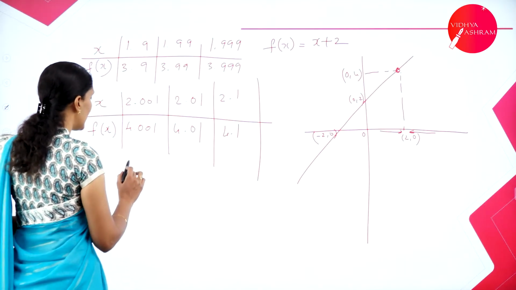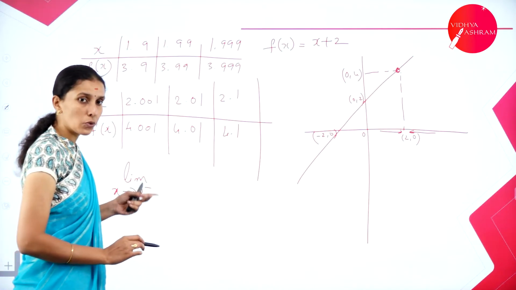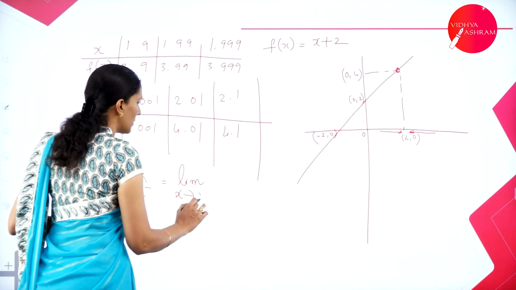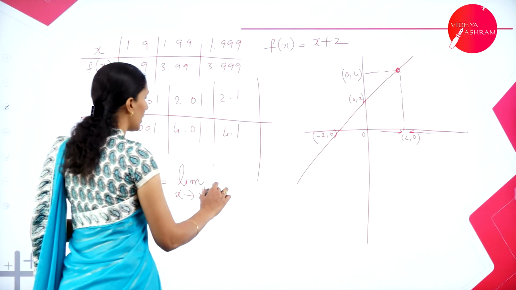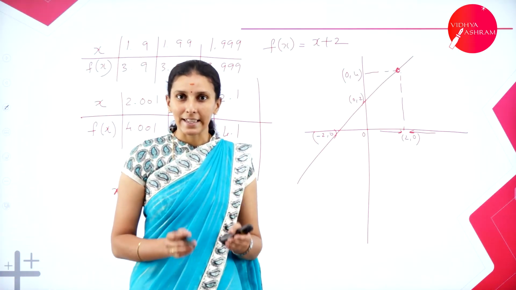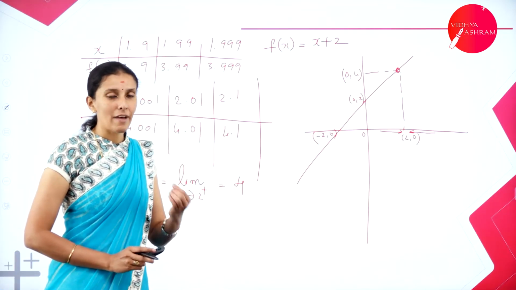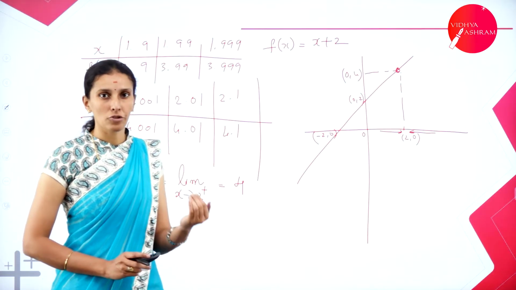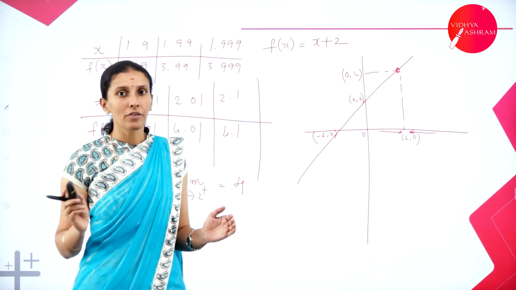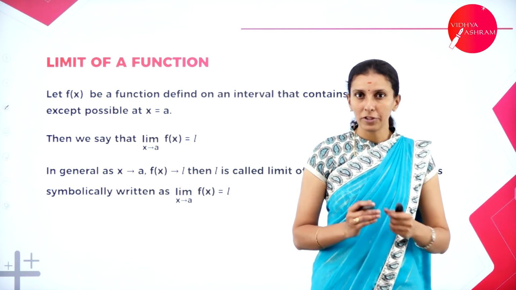Therefore, the limit value as x goes to 2 from the left, written as 2 minus, is the same as the limit value as x goes to 2 from the right, and that is equal to 4. So here the limit of the function exists because the left hand limit and right hand limit take the same value when x goes nearer to a, either from the right or from the left.